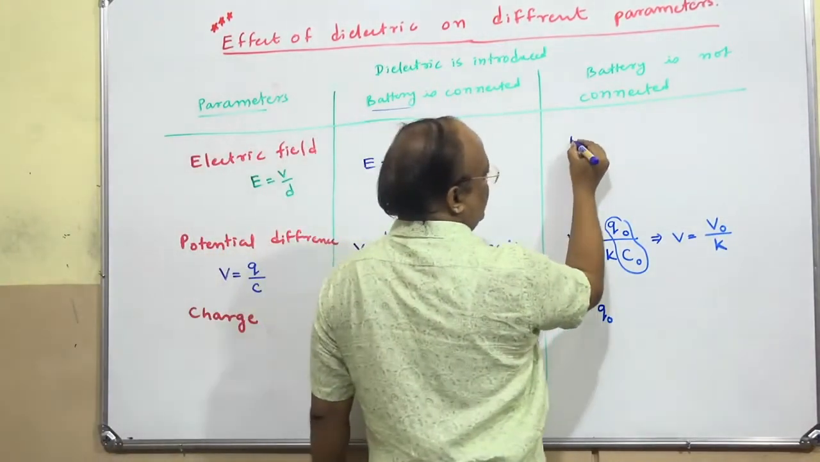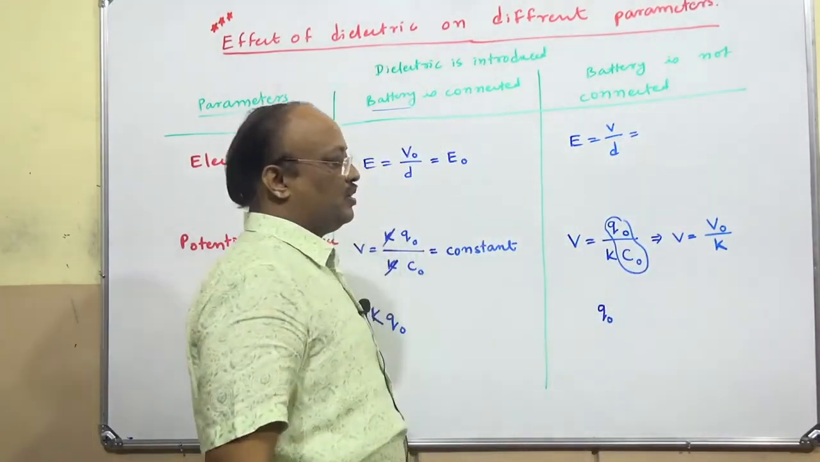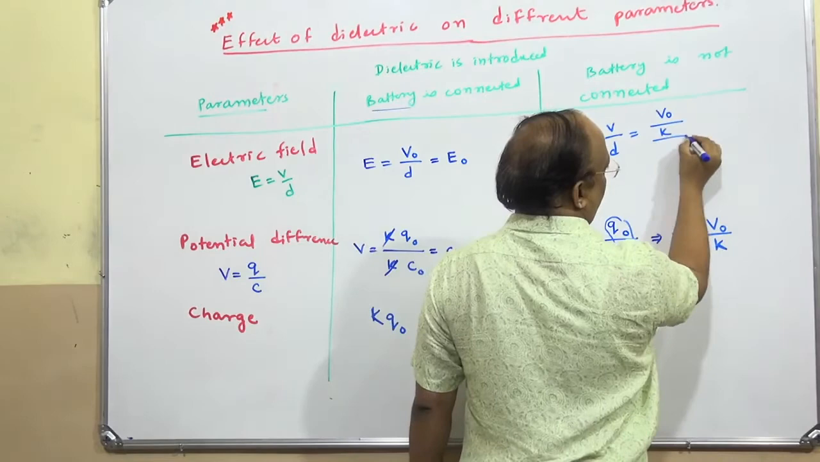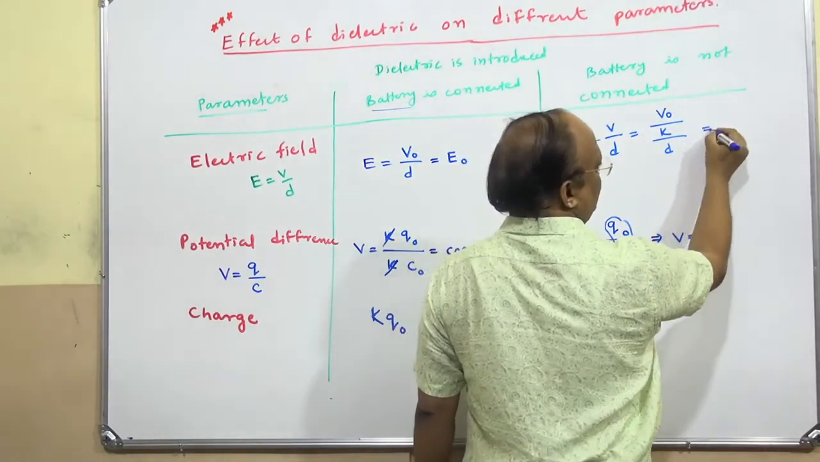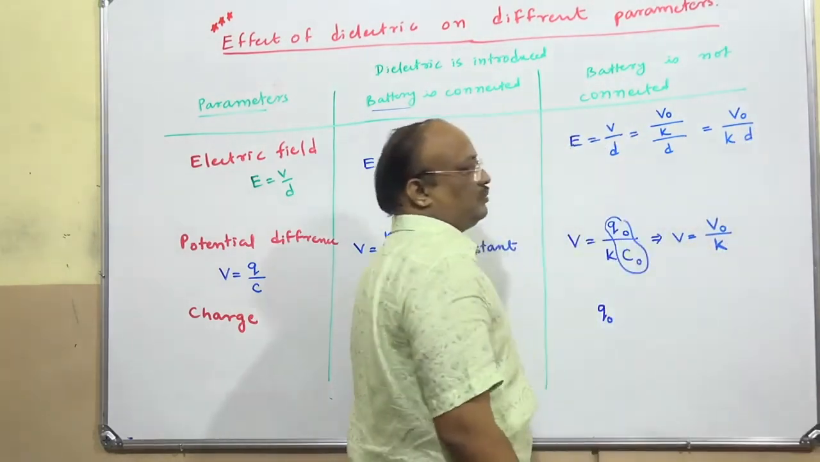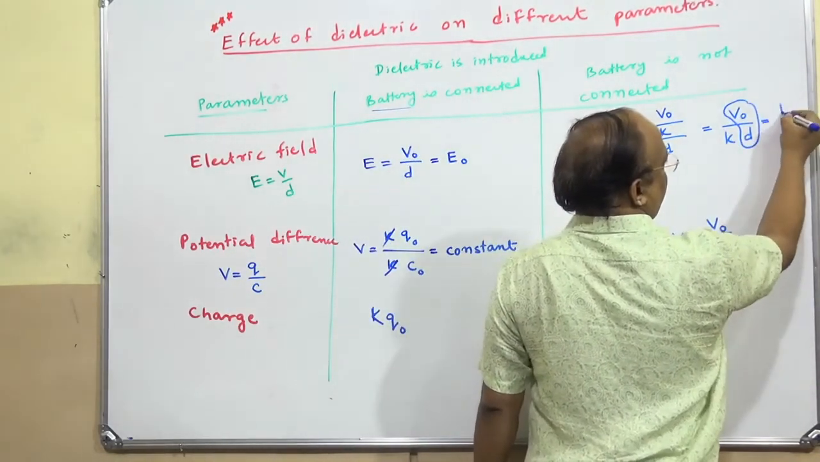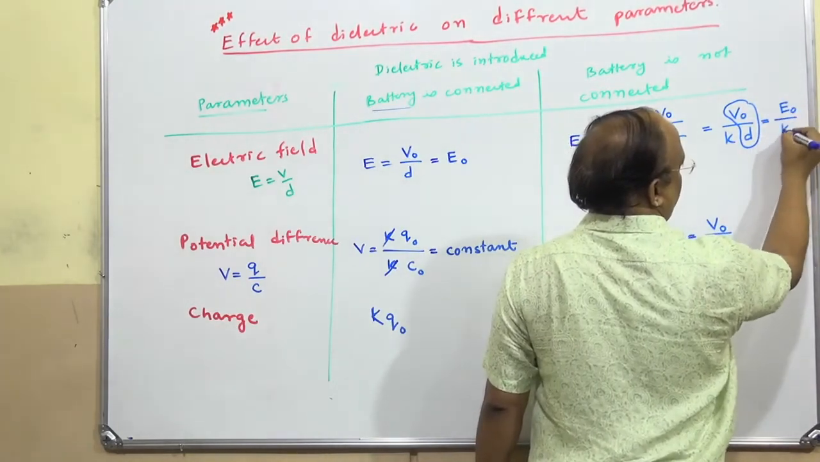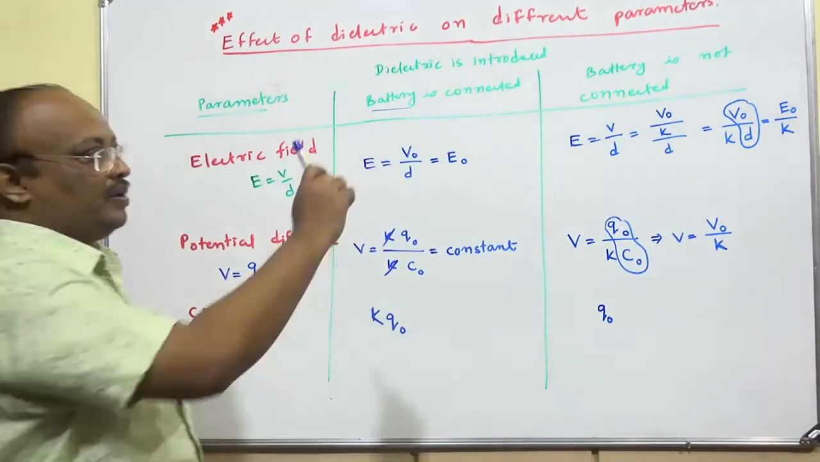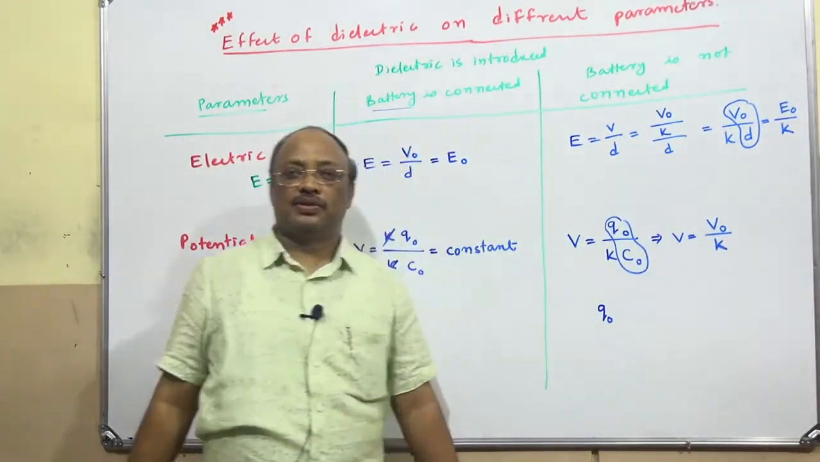So here E is equal to V by D. So here it is V naught by K divided by D. So this will be V naught by K. In the sense, this will be V naught by K D, which is equal to E naught by K. So when a battery is not connected, electric field decreases by K times.